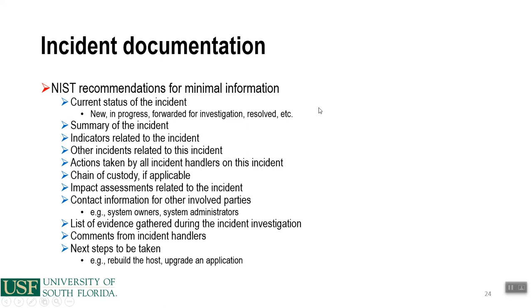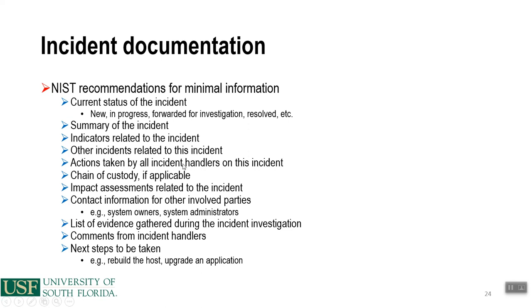So incident documentation. Once an incident has actually occurred, it needs to be documented appropriately. What exactly happened? What NIST recommends is minimal information: the current status of the incident, such as new, in progress, forwarded for investigation, or resolved. Having these types of status updates, a summary of the incident, and indicators related to the incident. So what are some of the indicators that came up? Were there malicious files that started to pop up in certain locations, certain directories across machines?